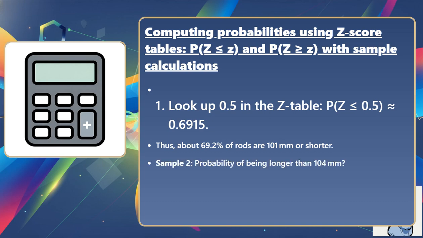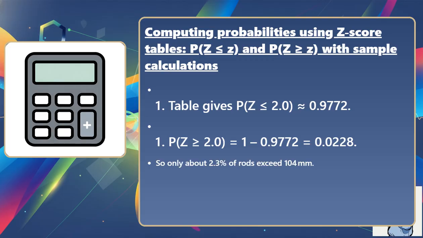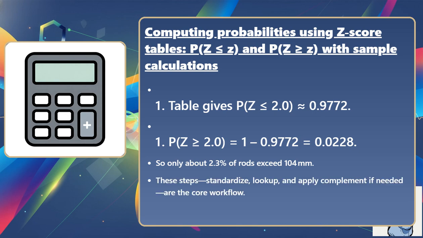Sample 2, probability of being longer than 104 millimeters. z equals (104 minus 100) divided by 2 equals 2.0. The table gives P of Z less than or equal to 2.0 approximately equals 0.9772. P of Z greater than or equal to 2.0 equals 1 minus 0.9772 equals 0.0228. So only about 2.3% of rods exceed 104 millimeters. These steps, standardize, look up, and apply the complement if needed, are the core workflow.